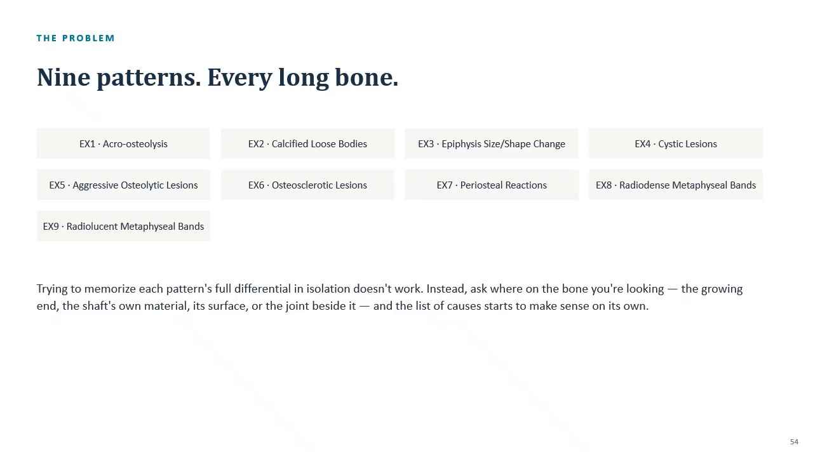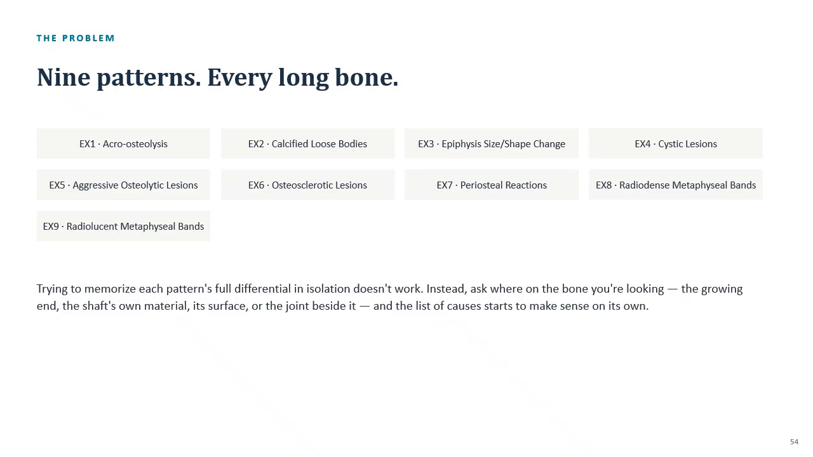Then we have 2 patterns that can both look like holes in the bone. We have cystic lesions, and we also have aggressive osteolytic lesions. The difference is that cystic lesions tend to look more contained, while the aggressive osteolytic lesions tend to be more destructive to the bone. We have osteosclerotic lesions. They go in the opposite direction, so the bone becomes wider or more dense. We have periosteal reactions. They involve the bone's outer covering, the periosteum, which is reacting by producing more bone.